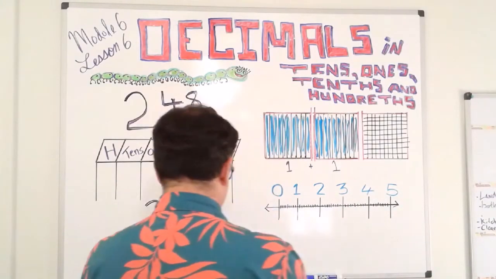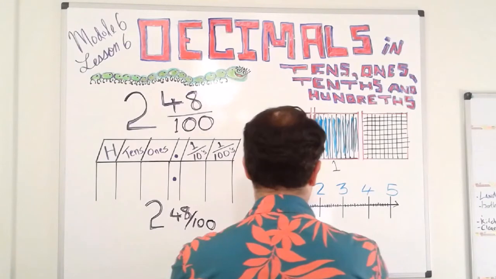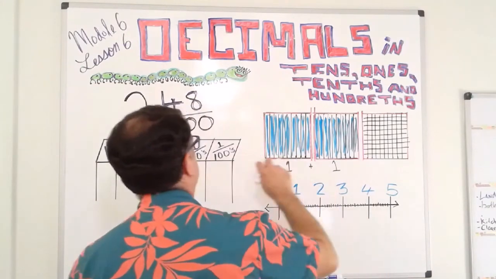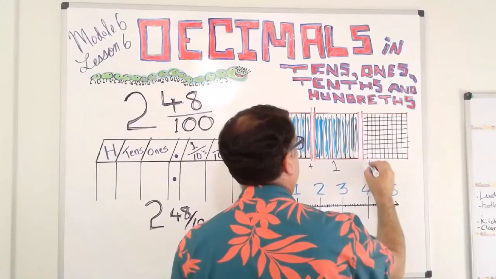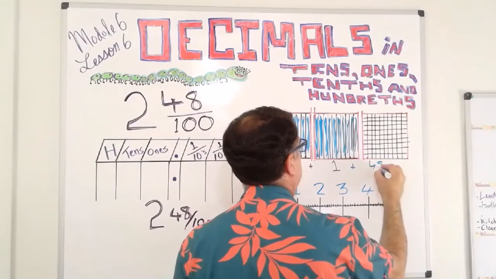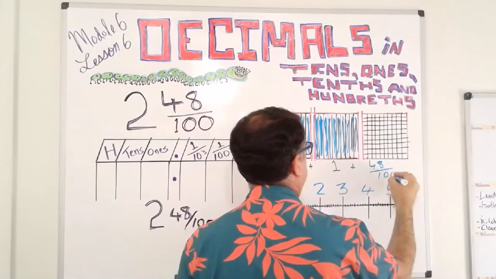All right, so we need to shade in the last part of our model. Of course we said we had two whole numbers, and now we have to add 48 over 100. I had that in purple.